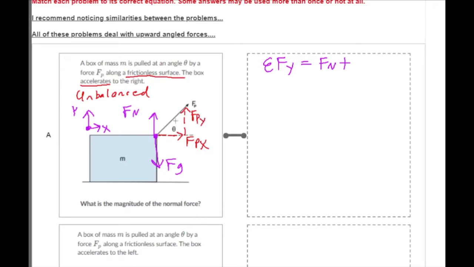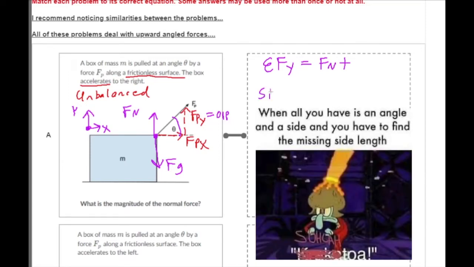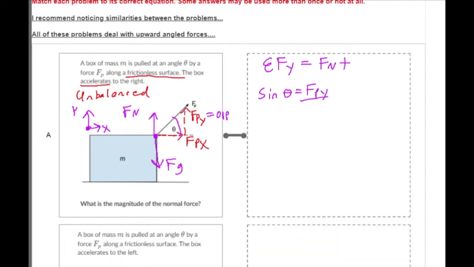Well, what is force applied in the y? Force applied in the y is the opposite side of this triangle, so it can be found using some trig really quick. We know that the opposite is sine, so sine of theta is equal to Fpy over Fp. Multiply force over to the other side, and we find that Fp sine theta is just equal to force applied y. Therefore, we can finish off our net force equation up here and write in Fp sine theta.